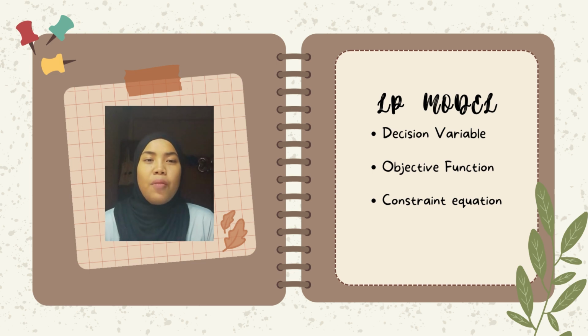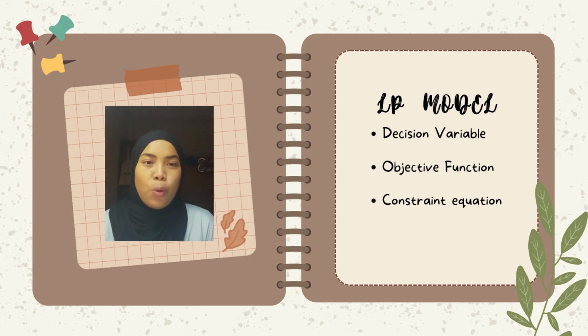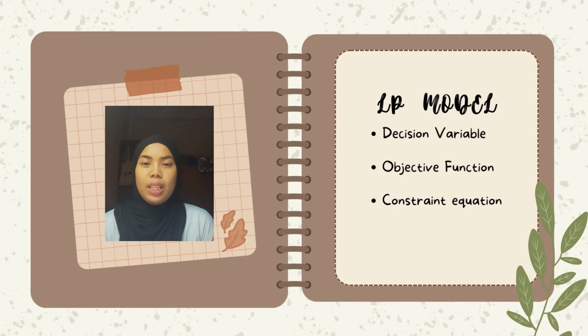Second is the objective function. It is a linear function of the decision variables. The goal is to maximize or minimize the objective function by adjusting the values of the decision variables within the specified constraints. And the last one is the constraint equation. These constraints are linear equations or inequalities that define the feasible set of solutions.